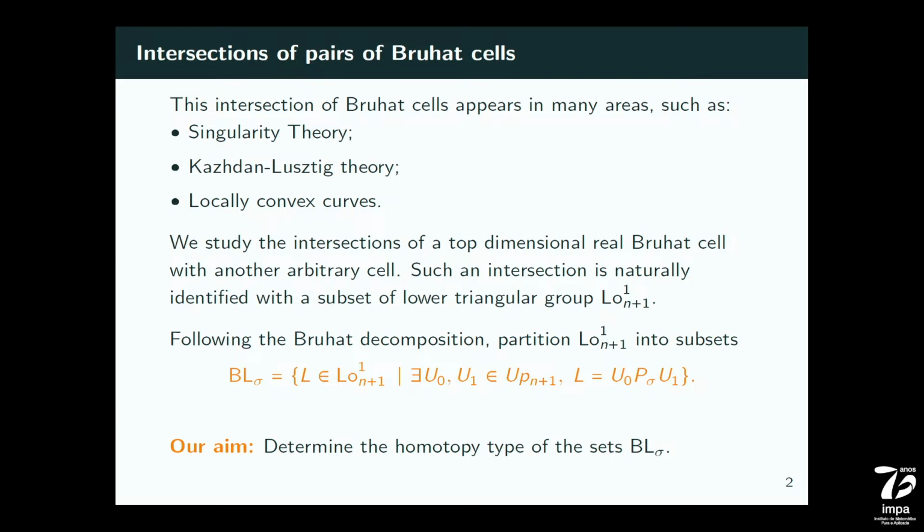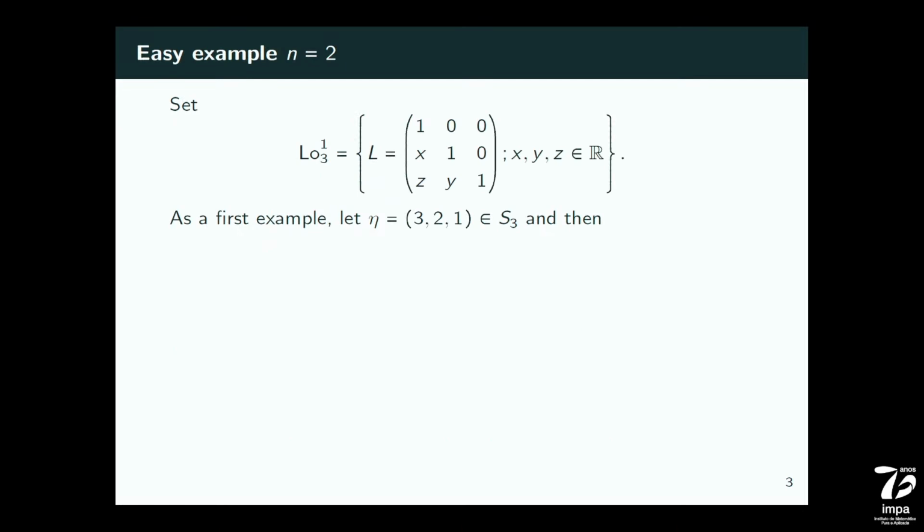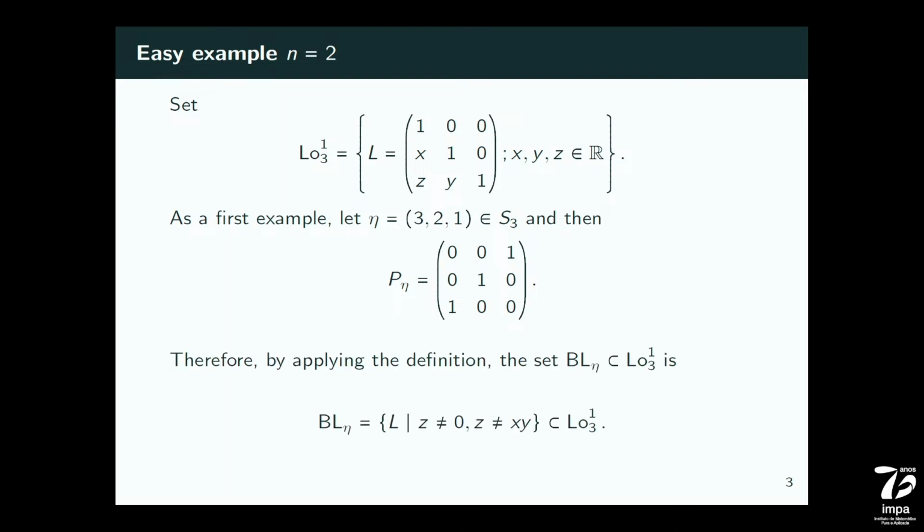Let me give you a very easy example. I start with n equals 2. This is the lower group. My first example is this one, eta, the permutation where 1 goes to 3, 2 goes to 2, and 3 goes to 1. The permutation matrix is this one. So applying the definition, the set BL eta is like this.